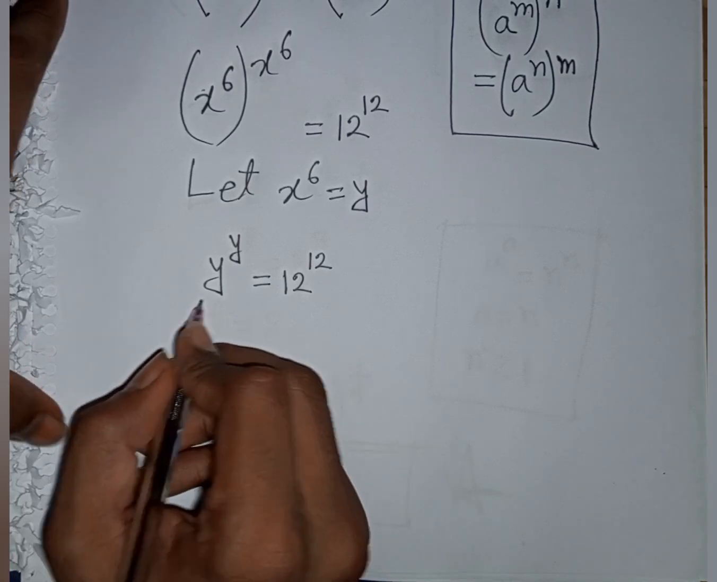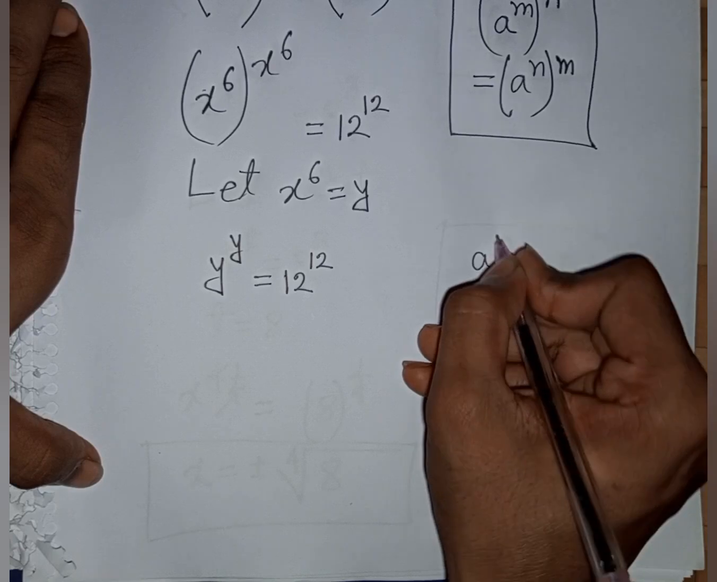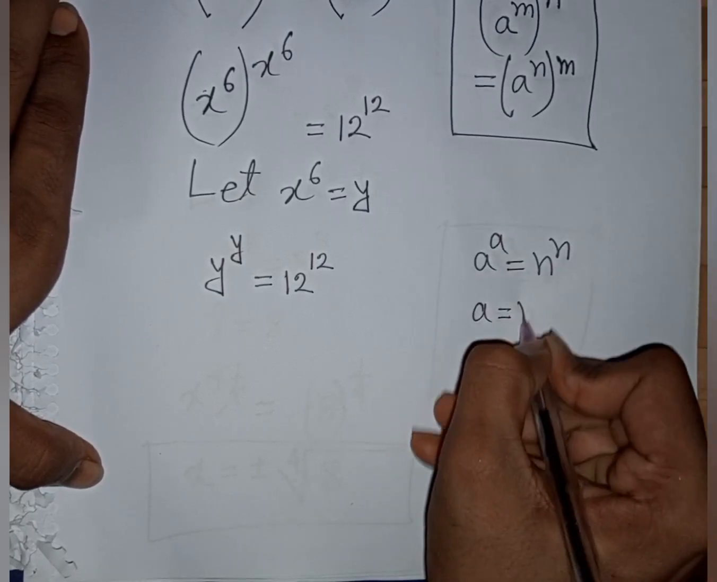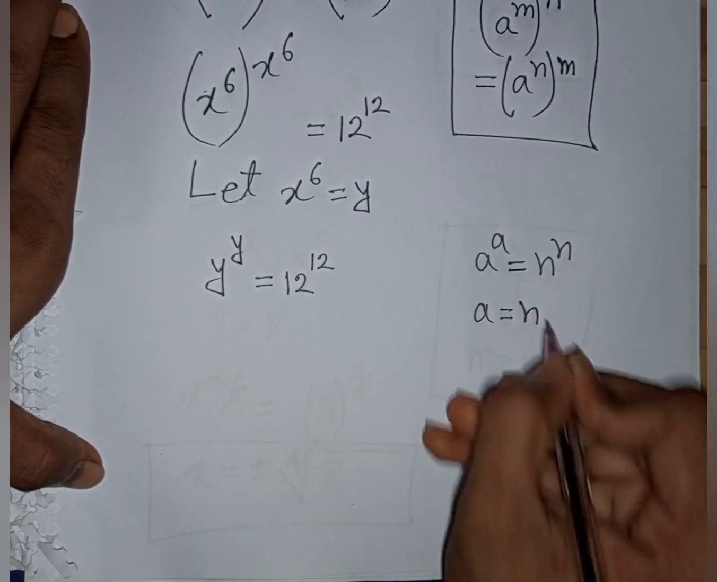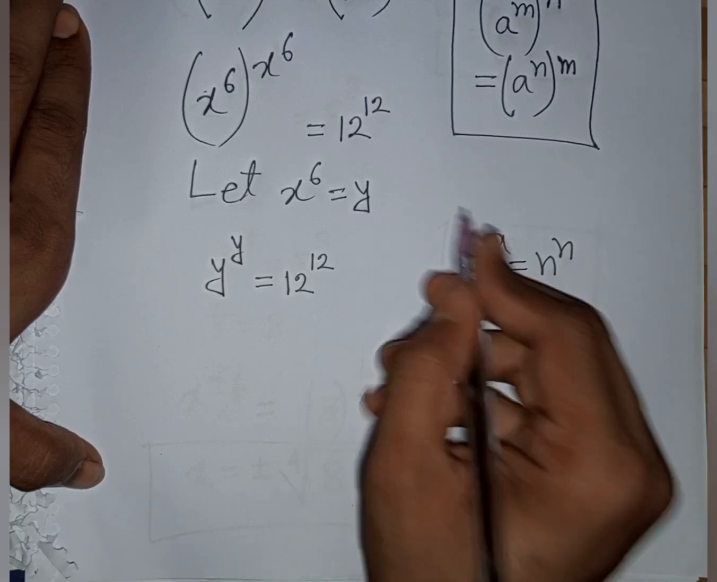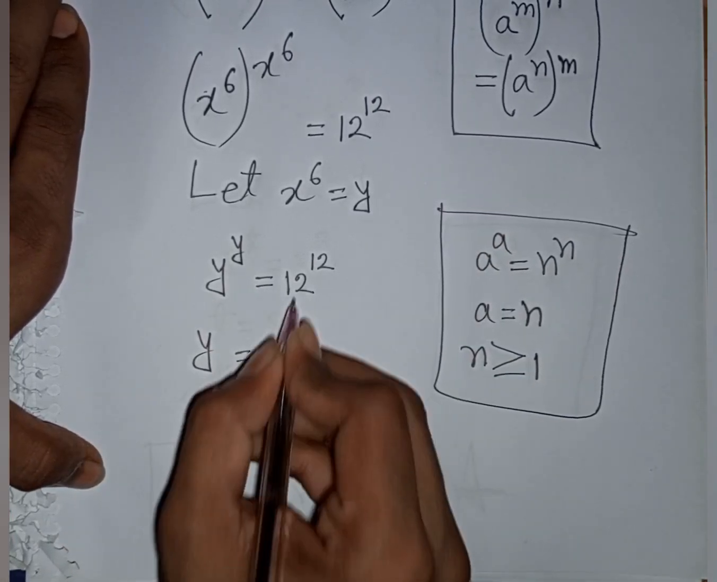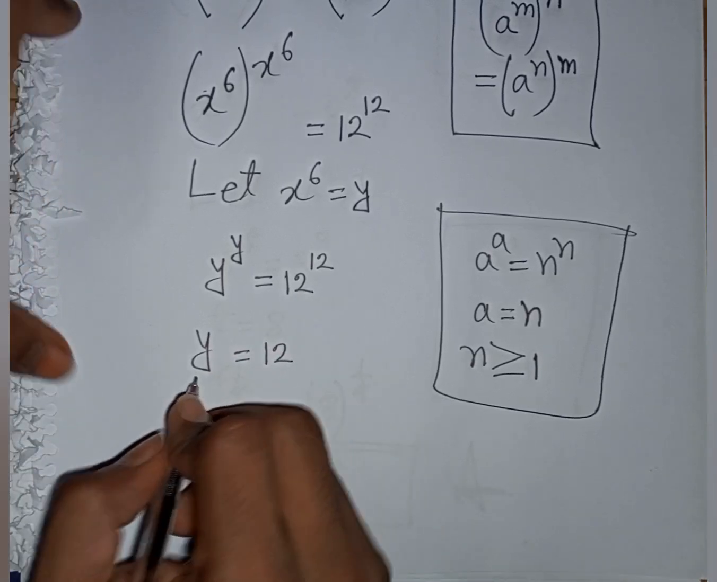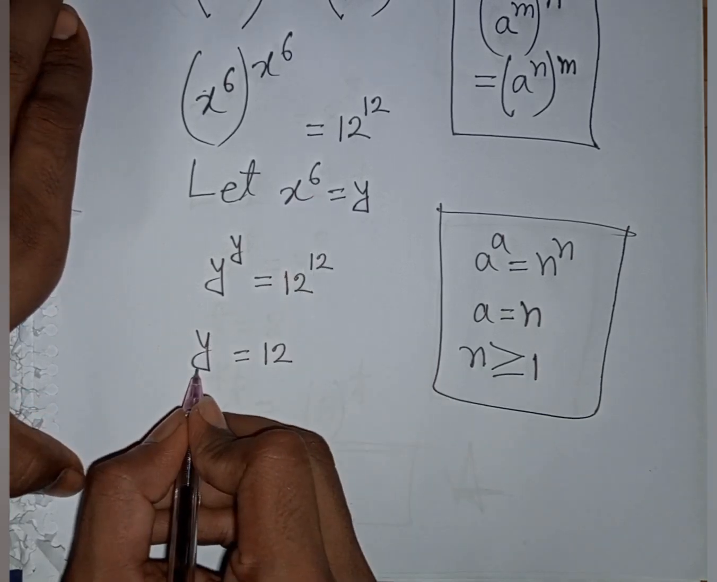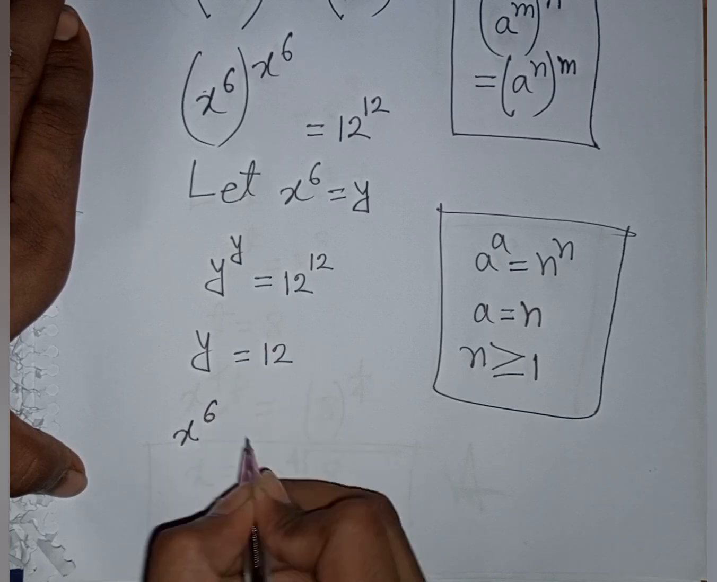Now from here remember this rule: a^a is equal to n^n, so a will be equal to n, where n is greater than or equal to 1. So y will be equal to 12, but remember that y means x power 6. So x power 6 is equal to 12.